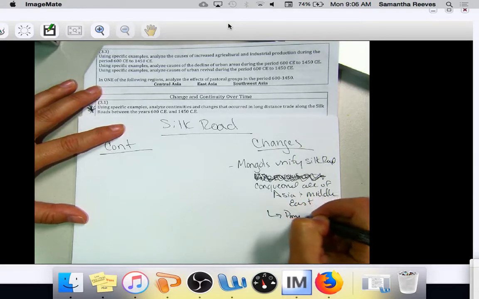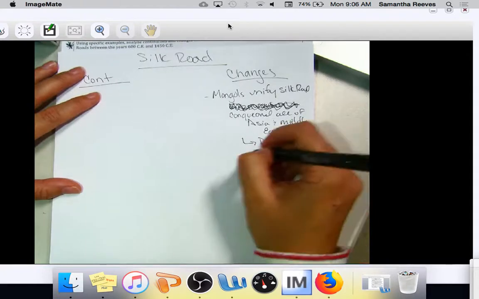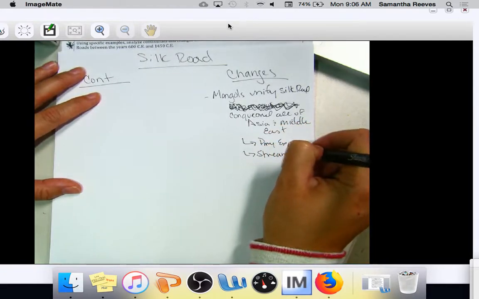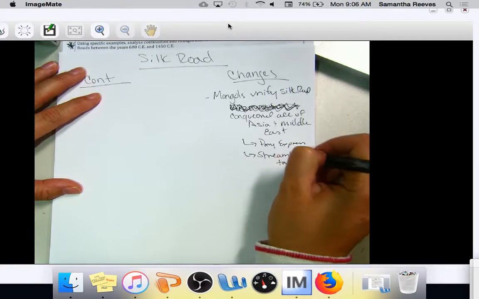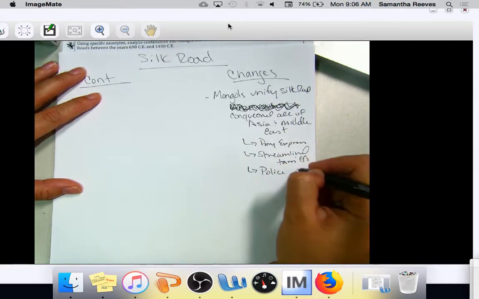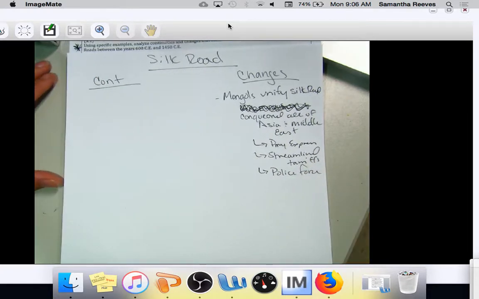Pony. And the what? Streamline tariffs, fine. What else would be a good strong one here? Joey? The police force. Police force would be a good one too. Okay, got it. Alright, what else do we got? So we got 1 change, 0 continuities. Let's go, come on.